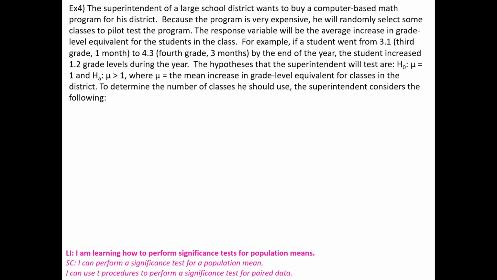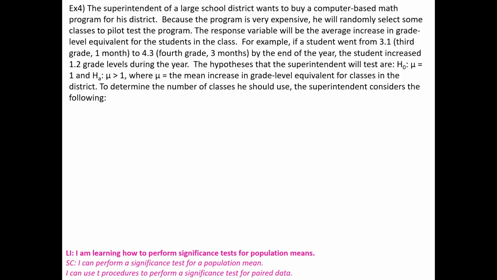The response variable will be the average increase in grade level equivalent for the students in the class. For example, a student went from 3.1, third grade 1 month, to 4.3, fourth grade 3 months, by the end of the school year. The student increased 1.2 grade levels during the year. The hypotheses that the superintendent will test are: the null hypothesis is mu equals 1, and the alternative is mu is greater than 1, where mu equals the true mean increase in grade level equivalent for classes in the district.